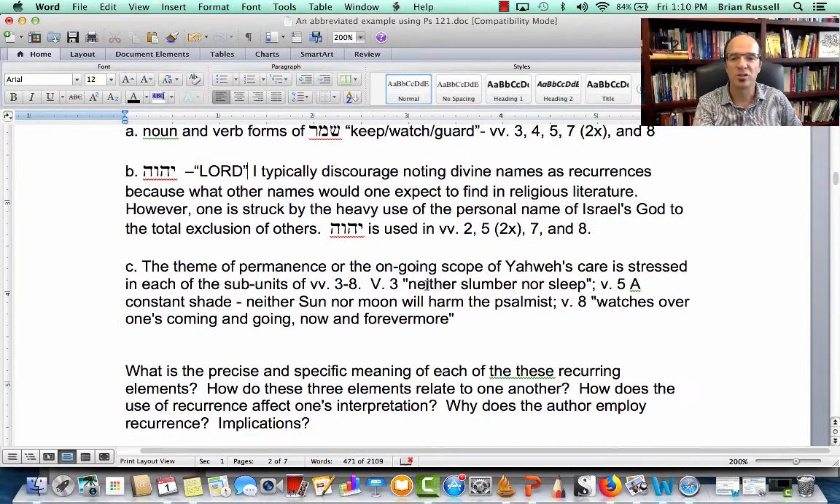So it's you neither slumber nor sleep. God's a constant shade. Neither sun nor moon is going to harm the psalmist. In verse 8, Yahweh watches over one's going out and coming in, now and forevermore. So you have this idea of ongoing permanence.